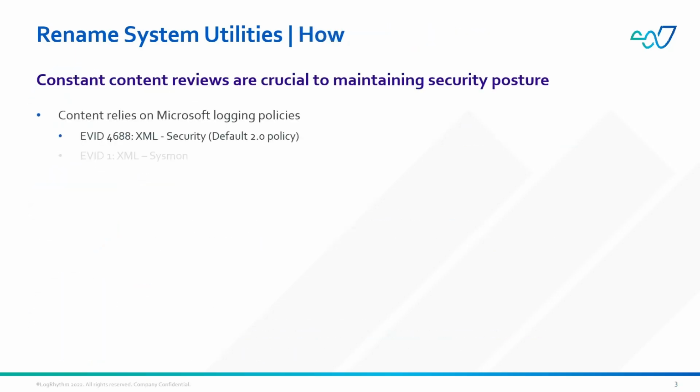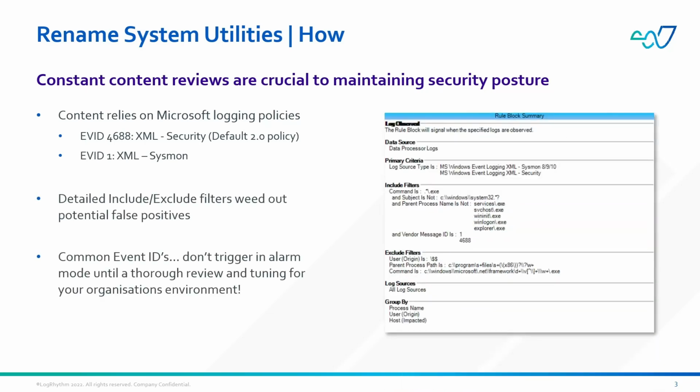The alarm leverages our old friends event IDs 1 and 4688 from Windows Security and Sysmon logging as the main visibility into this threat. What is more key here, however, is the work undertaken by the Copilot team to create detailed include and exclude filters that should tune out most of the legitimate traffic that may otherwise be caught up in this kind of rule.